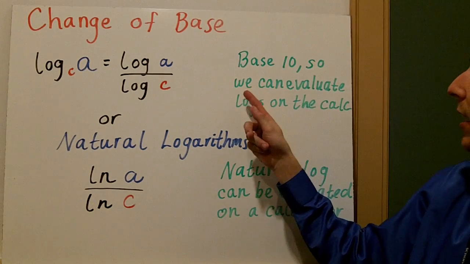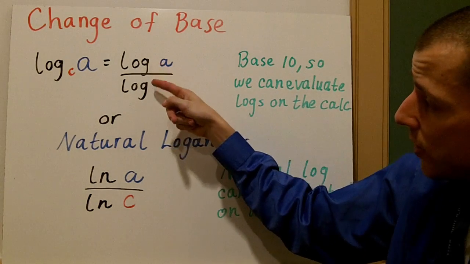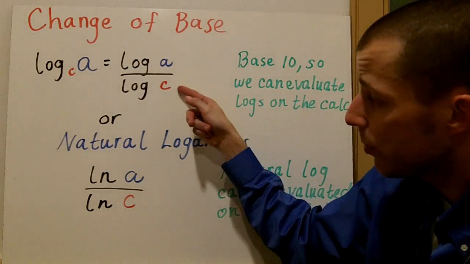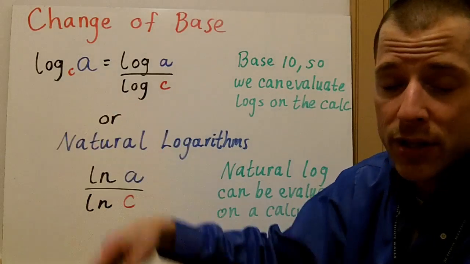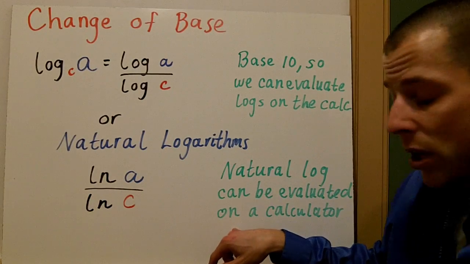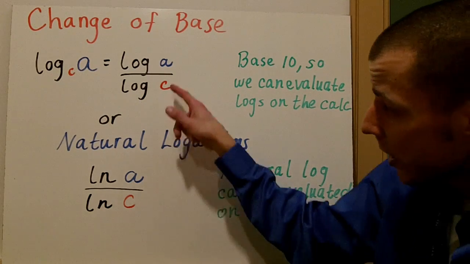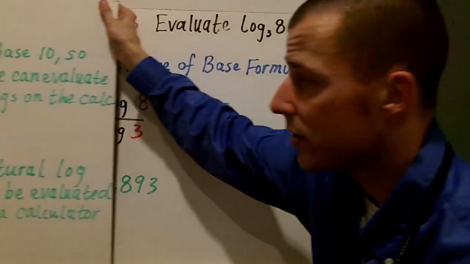Note that with base 10, we can evaluate the logs on the calculator, and that's what we see here. The base is not written, so this is base 10. So we can actually plug this into our calculator and get an approximation for the logarithm, whereas without it, it would be much more difficult. The natural log can be evaluated on the calculator as well, so both of those can be evaluated on the calculator. So let's see what this looks like.